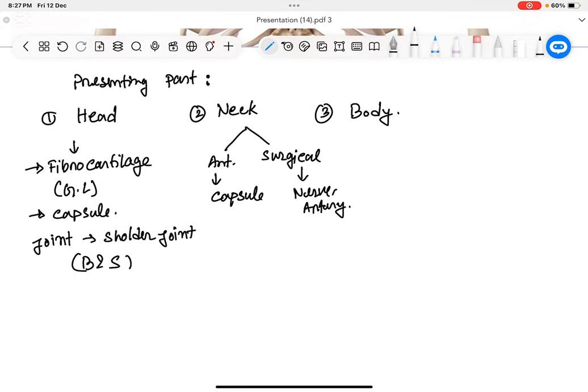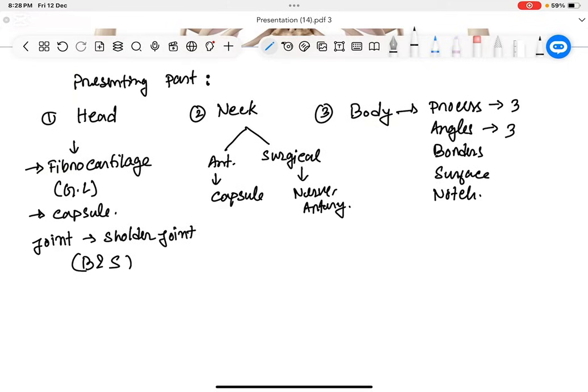Now the body. Regarding the body, there are some points. The body contains processes, angles, borders, surfaces, and also notches. There are 3 processes, 3 angles, 3 borders, 2 surfaces, and 2 notches. So, this is the information related to the presenting parts.